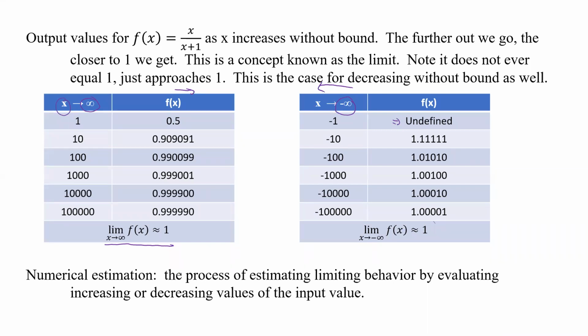All right. Now, the numerical estimation is the process of estimating limiting behavior by evaluating increasing or decreasing values of the input value. Okay, so that's what we're doing. We're doing a numerical estimation by plugging in values, and then we're estimating what it's going to go to.